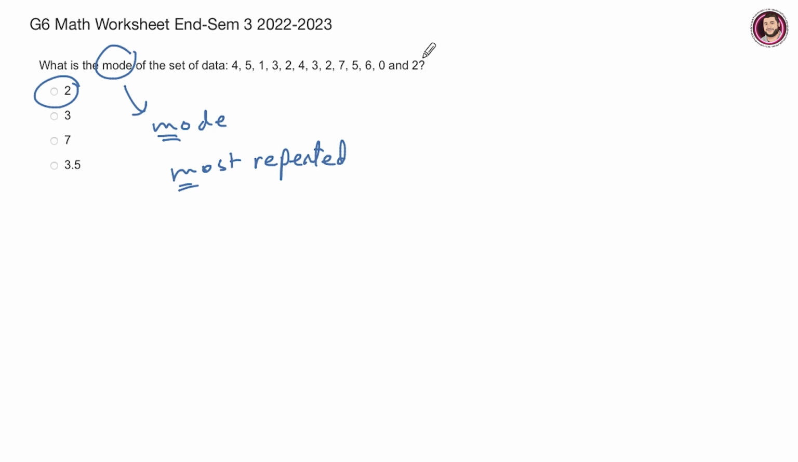What is the mode of the set of data? The mode is the most repeated value. If you count here how many times each value was repeated, you would find 2 repeated 3 times, 3 repeated 2 times, 4 repeated 2 times, 5 repeated 2 times. So I would take the most repeated, which is 2. In case I don't have these two, so what is the mode? It would be 2, 3, 4, and 5. But here I would take the most repeated. The most repeated is 2.